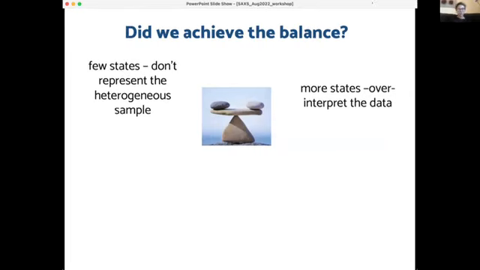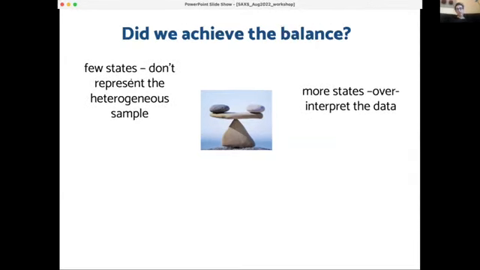So the question is, if we use a small number of states, then we are not overfitting the data, but it's not clear if we represent the heterogeneous sample. And it was very obvious for this example that I showed you before of prion protein, which is 50% disordered. It's quite clear that it has more than one conformation in solution. On the other hand, if we keep adding states, we are in danger of data overfitting. So how do we balance those two?